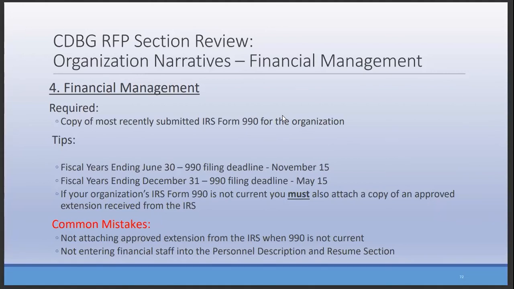Common mistakes are having an approved extension but not attaching it. Another mistake is not including the financial staff such as accountants, CFO, etc., in the personnel description and resume section of the application.